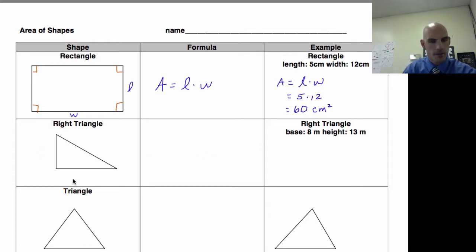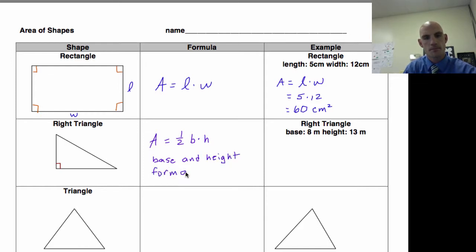A right triangle. Very important to note, a right triangle, it's got the right angle. The formula for a triangle is area equals 1/2 base times height. An important note, base and height have to form a 90-degree angle.